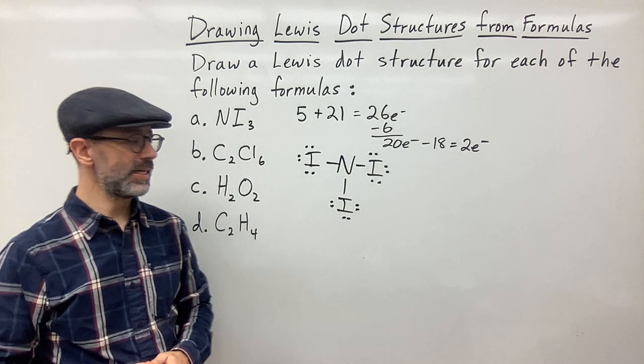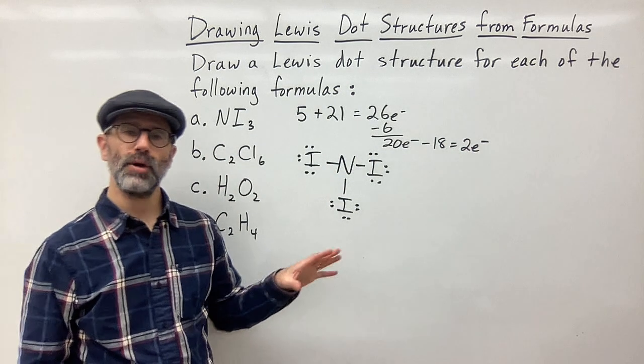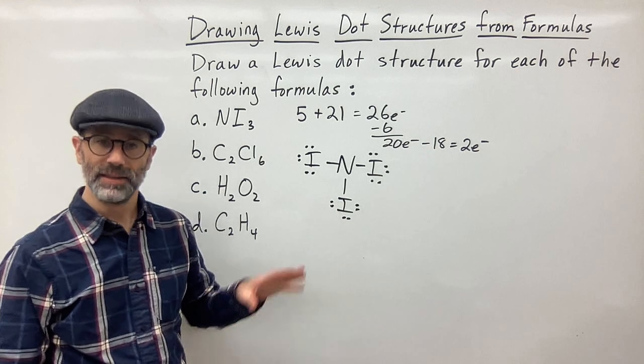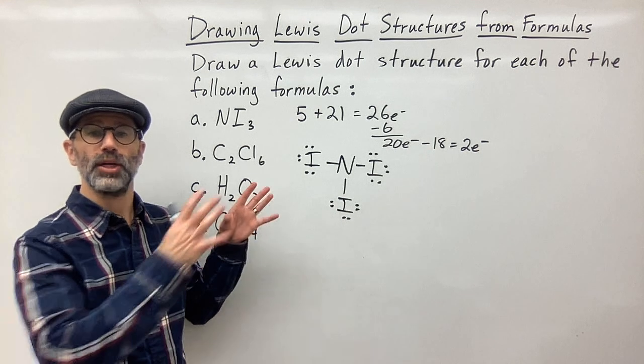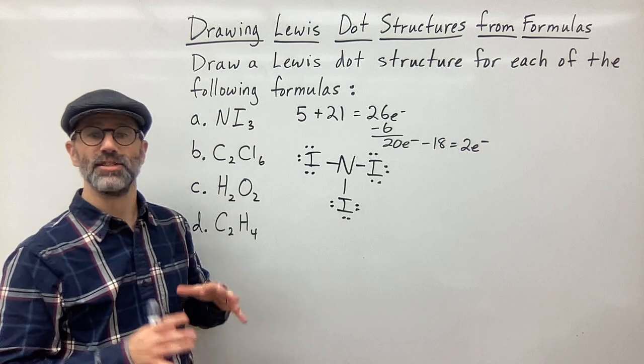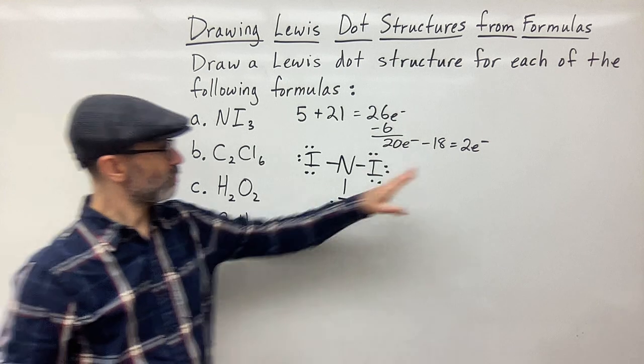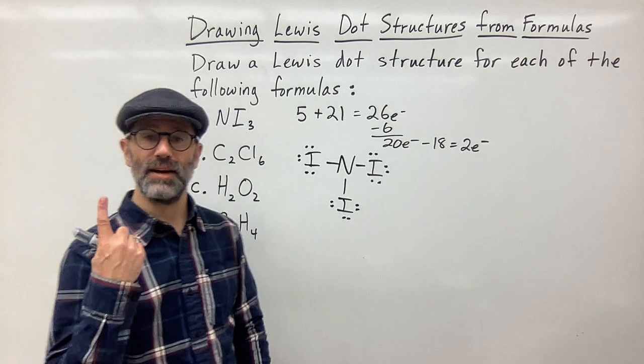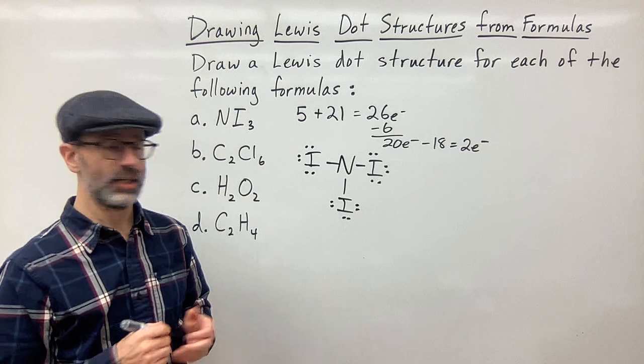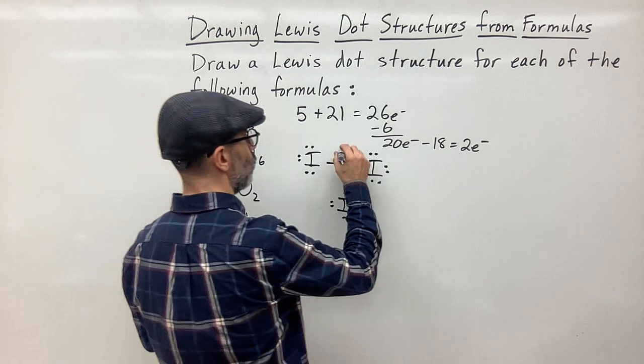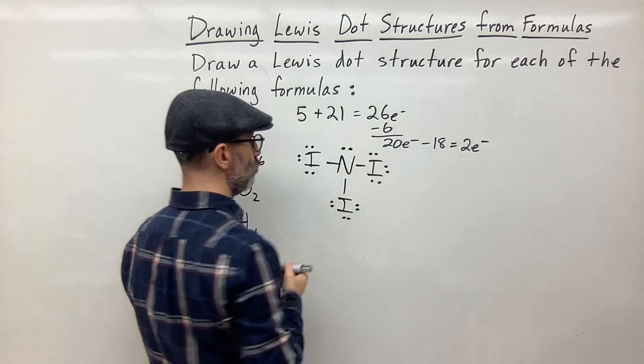Step 4 is next. Step 4 says if you have any electrons left over at this point, all of them will go to the central atom as lone pairs. I have 2 electrons left over. That means I have 1 lone pair worth of electrons. So I'm going to add 1 lone pair to my central atom.